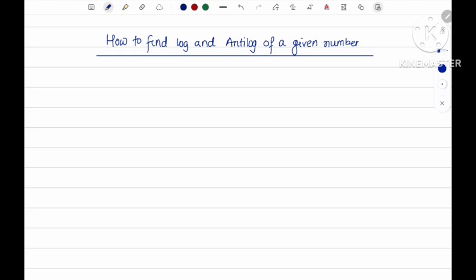Today we will learn how to find log and antilog of a given number. So first we will find log. It is a log of n. Log of n is calculated from two numbers. One is called characteristic and another is called mantissa.